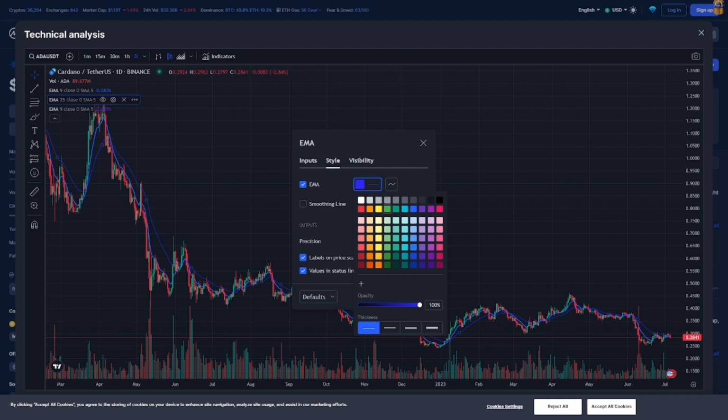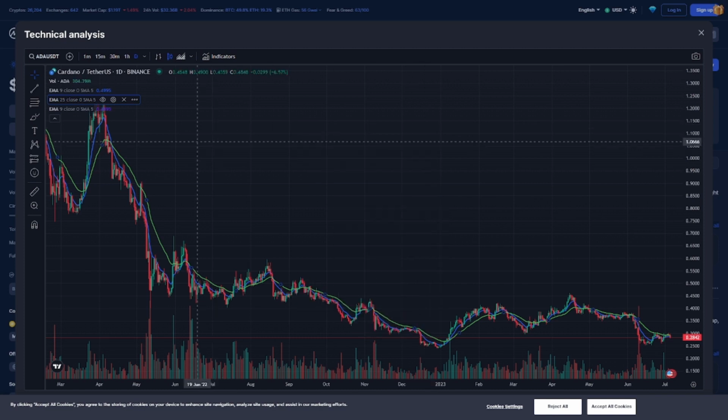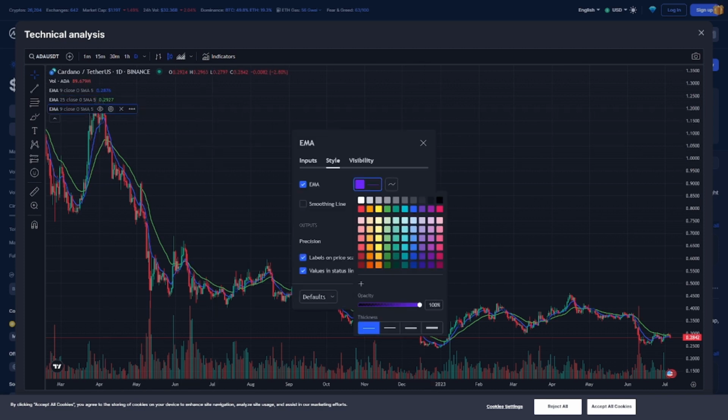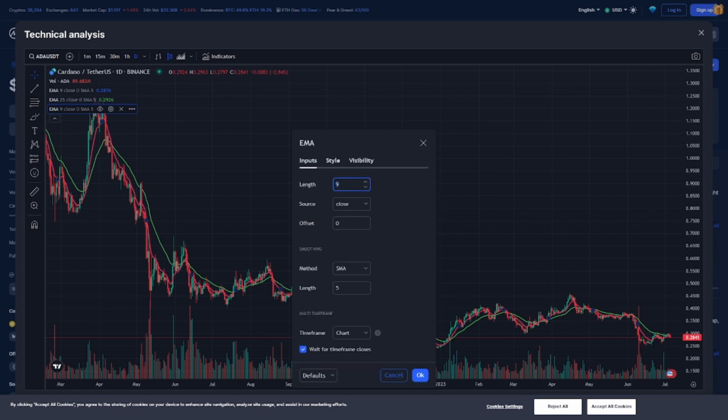But in my case, I'm going to be changing this to green, and I'm going to be changing the thickness to the second one. Then I'm going to go over to the last one, and I'm going to change the color to red and the thickness to the second one. Last but not least, I'm going to change the inputs and set it to 100.